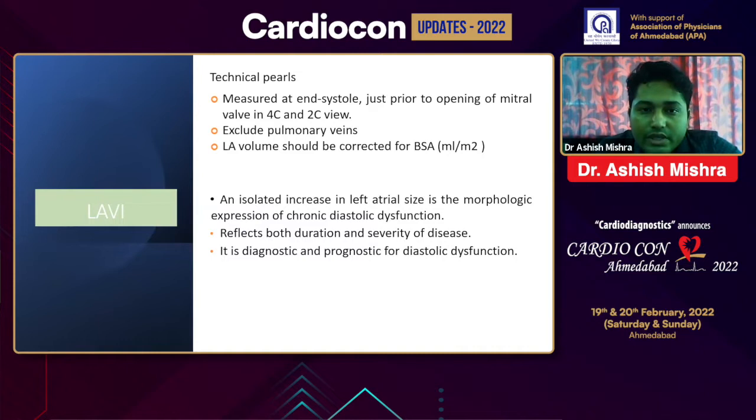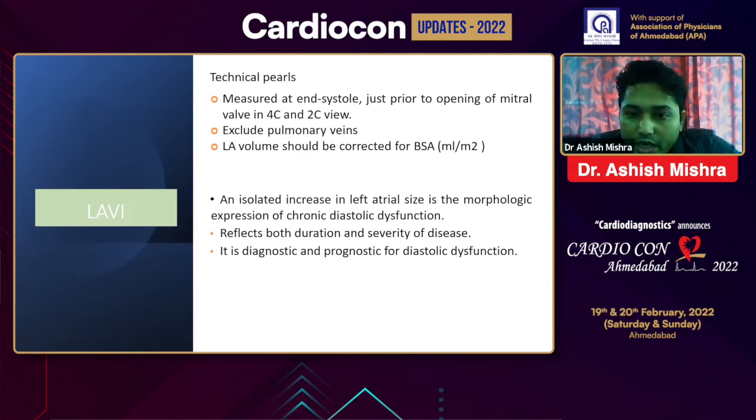Now we start with the first variable, which is the left atrial volume index. It starts with assessment in 4-chamber and 2-chamber views, where these measurements are taken at end systole, just prior to the opening of the mitral valve, excluding the pulmonary veins, and the measured volume should be corrected to body surface area.